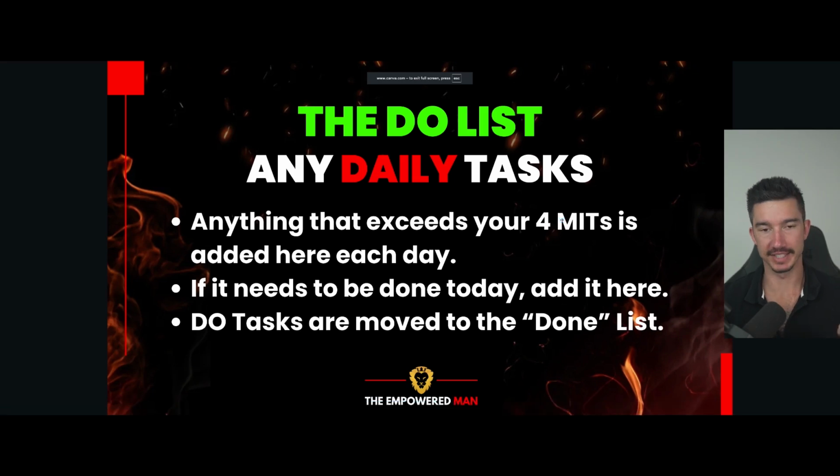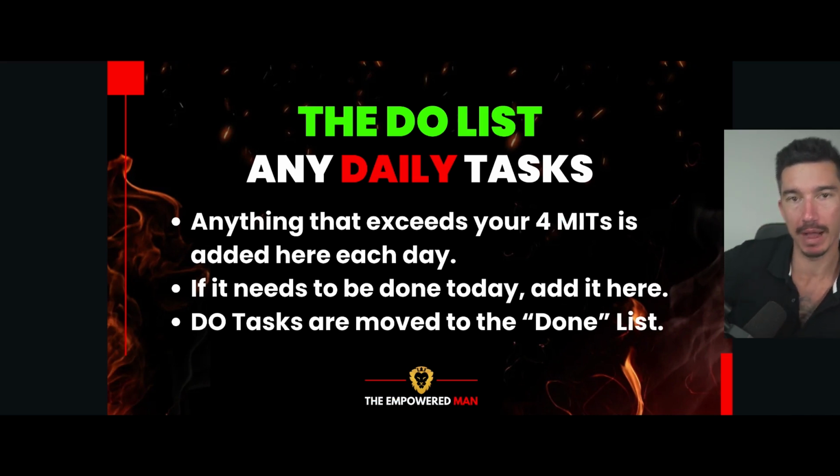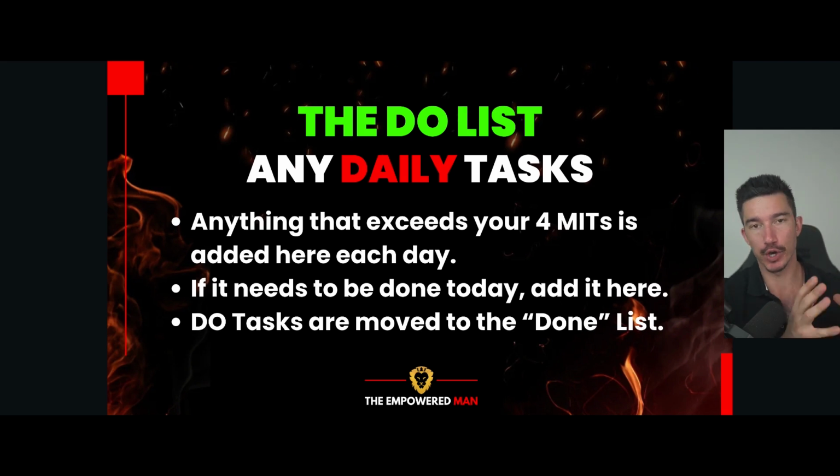The final list is our do list, and this is any daily tasks that have exceeded your 4 most important tasks. So if there's anything you want to do, there might be 20 tasks a day, you're going to have 4 most important tasks and the remaining 16 tasks in your do list. And basically, if it needs to be done today, you add it inside of here.